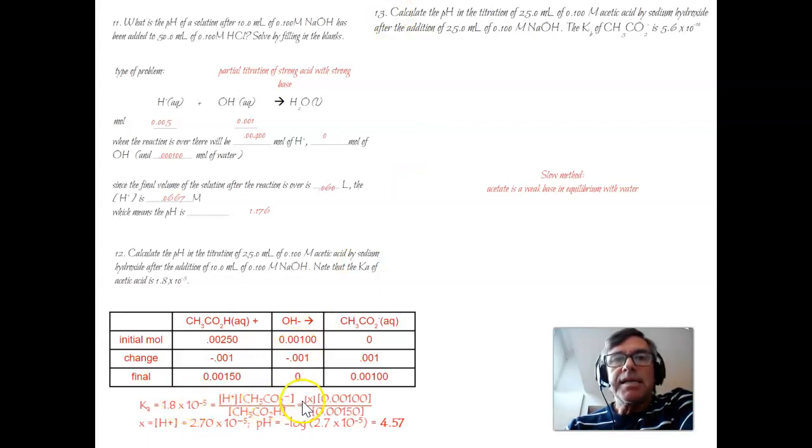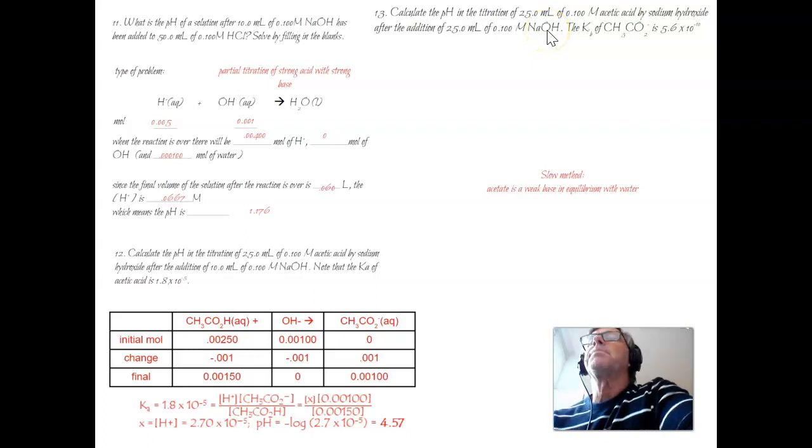I did not solve it by the Henderson-Hasselbalch, but you heard me say it out loud. You should get the same answer. Question 13, calculate the pH in the titration of 25 mils of 0.1 molar acetic acid using sodium hydroxide. Is this the same question? Look, it's different amounts. 25 mils of acetic acid, 25 mils of sodium hydroxide.